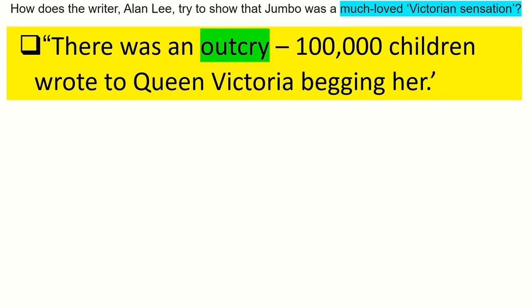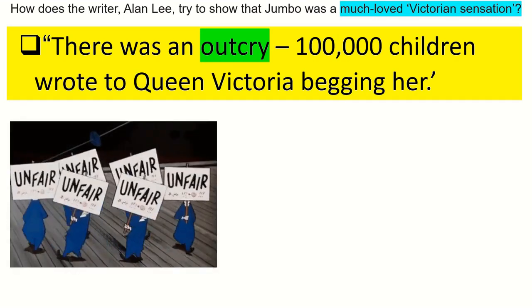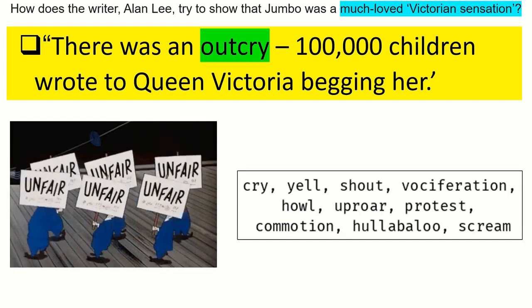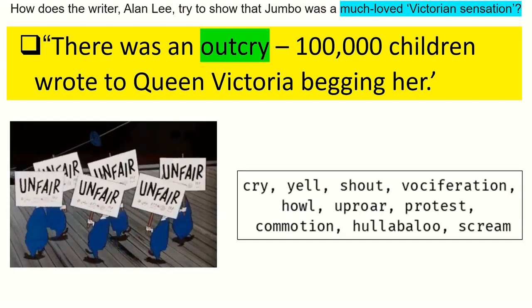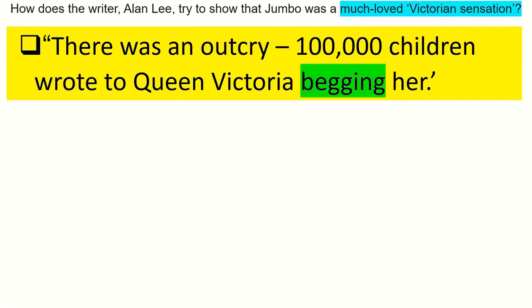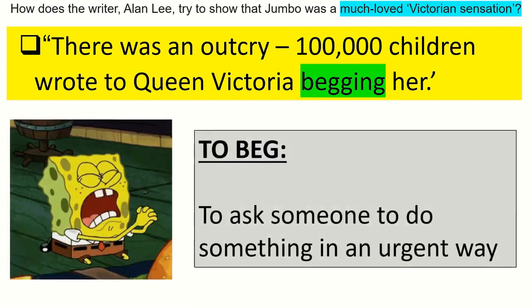Okay, another one. There was an outcry. 100,000 children wrote to Queen Victoria begging her. Again, so why is the writer bothered to use outcry? What does it mean? Well, it almost means like a protest or commotion because people are not happy about something. Again, we could zoom into the word begging. Could have said they wrote to Queen Victoria asking her, but they've put begging. Why the writer bothered to do that? Well, again, you're asking someone, but in a really sort of desperate, almost urgent way.